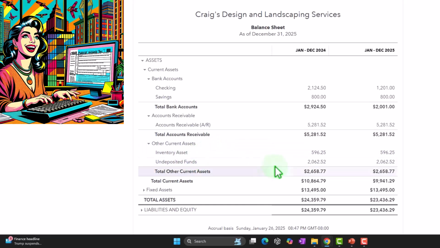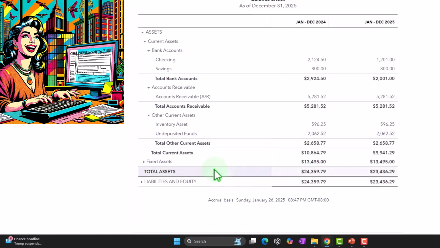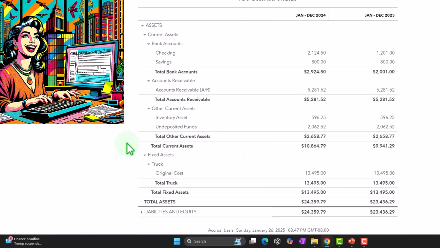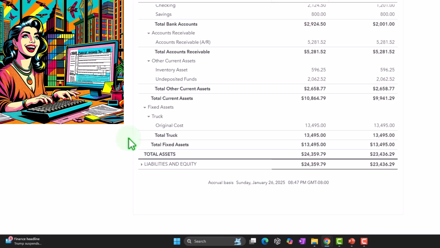Then you've got your undeposited funds. That's that clearing account that really should be up in the cash and cash equivalent area, but will go to zero after we clear it out, after we make the deposit. So we'll talk more about that as we go later. Then we've got the fixed assets. These are the long-term type of assets.